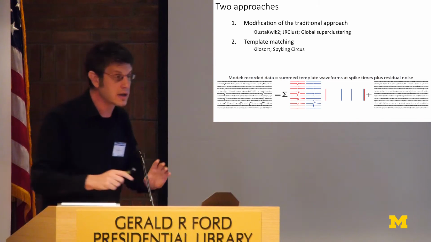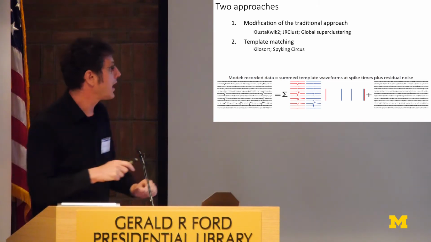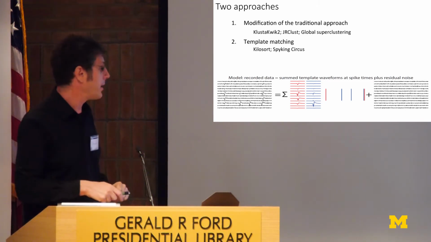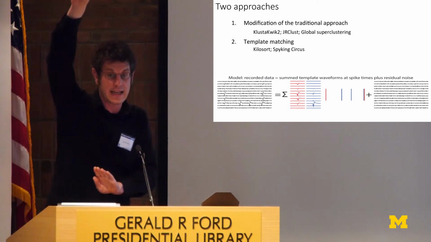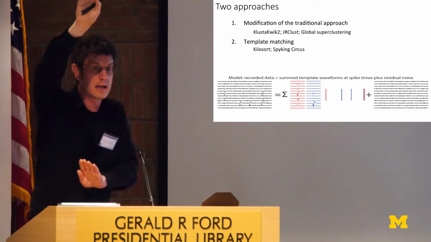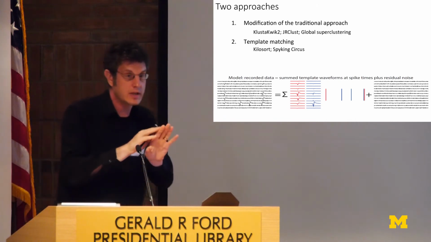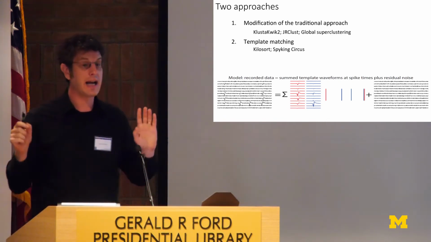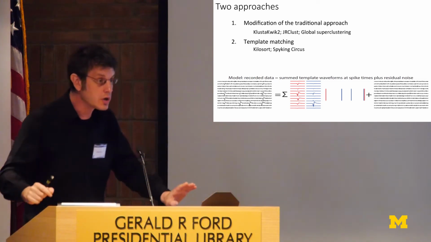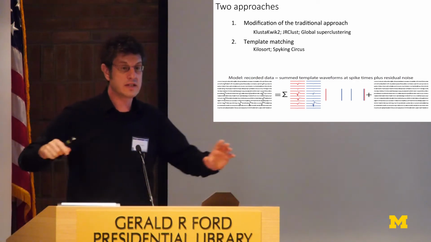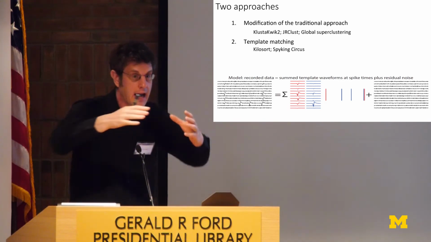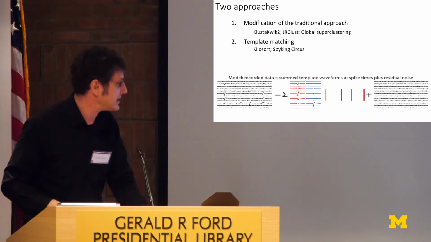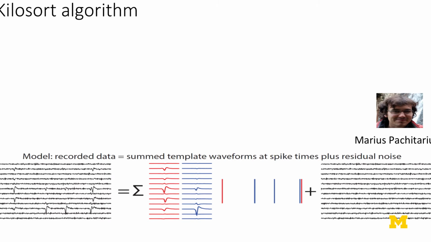This is what could not be solved with the modified traditional approach, because even though it can deal with spatially separated, temporally continuous spikes, it can't deal with spikes that overlap in space and time, and that's what template matching, at least we believe, should be able to resolve, which is a way to get that residual 5% error down to something closer to 0. So I'm going to tell you a bit about Kilosort, which was developed by Marius Pachitariu.